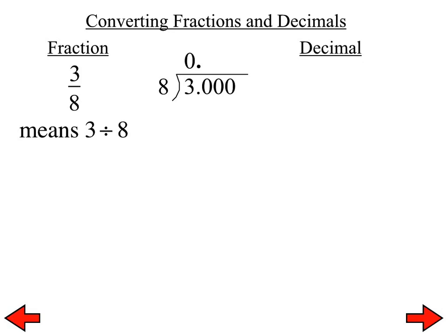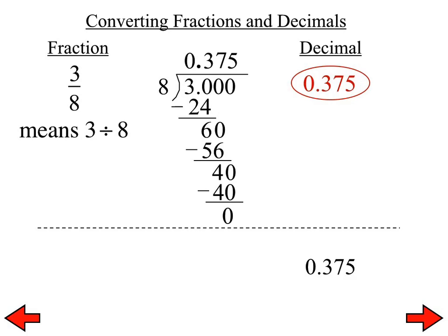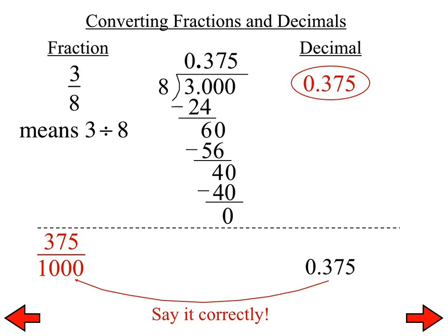8 does not go into 3, but it does go into 30 3 times. That's 24. We subtract, bring down a 0. And 8 goes into 60 7 times. That's 56. We subtract. That's 4. And we bring down another 0. And we just keep dividing until it either stops, which is called terminating, or it repeats. And you can see right now it is going to stop or terminate, and that would be 0.375. Now to go from a decimal to a fraction, you think about how you read it. 0.375 is 375 thousandths. So we start there and then reduce it or simplify it, and that's how we get back to 3/8. Okay? All right, let's go to our table.